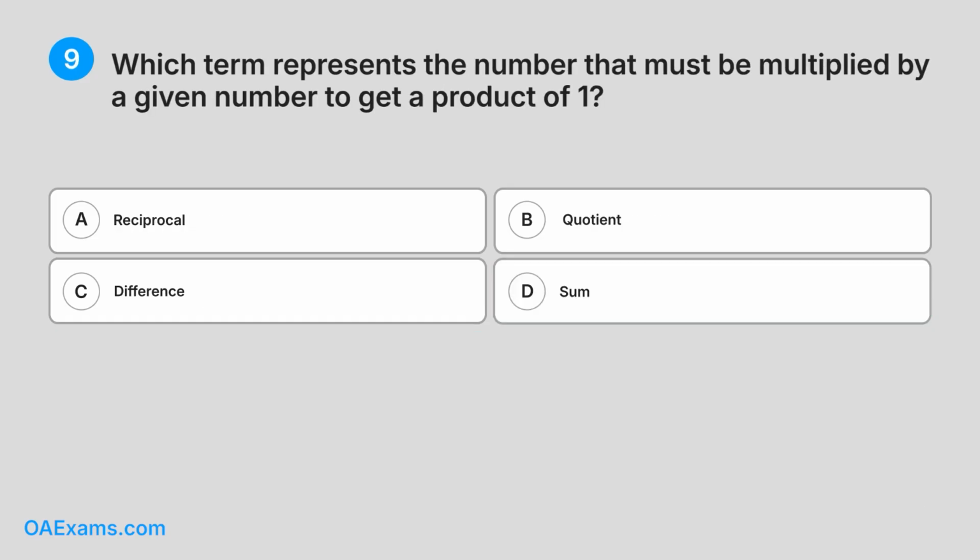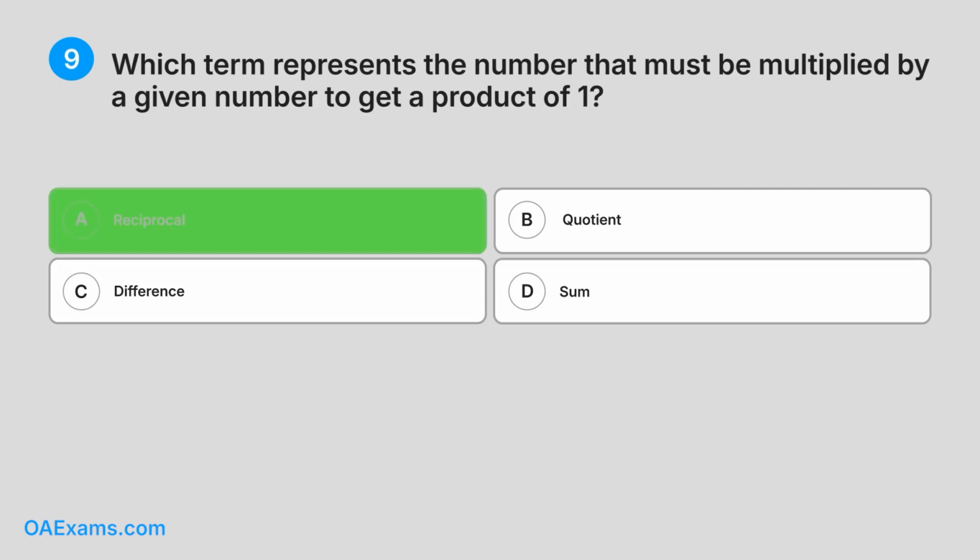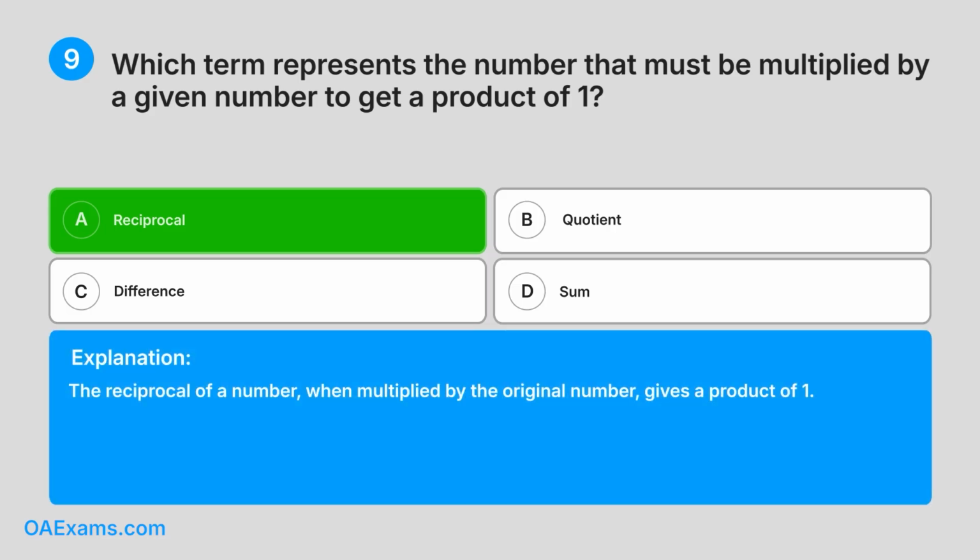9. Which term represents the number that must be multiplied by a given number to get a product of 1? A. Reciprocal. B. Quotient. C. Difference. D. Sum. Can you guess the answer? Correct answer. A. Reciprocal. Explanation. The reciprocal of a number when multiplied by the original number gives a product of 1.